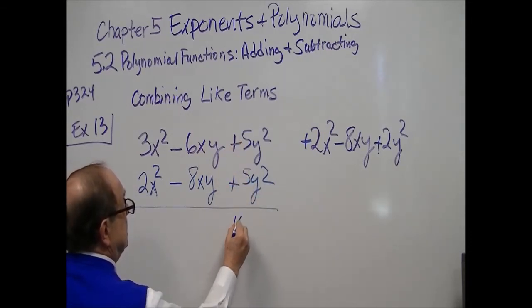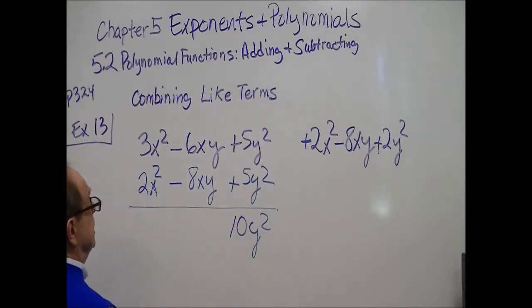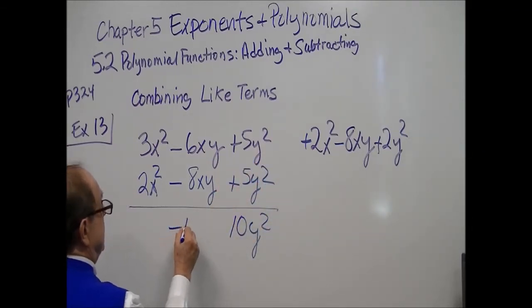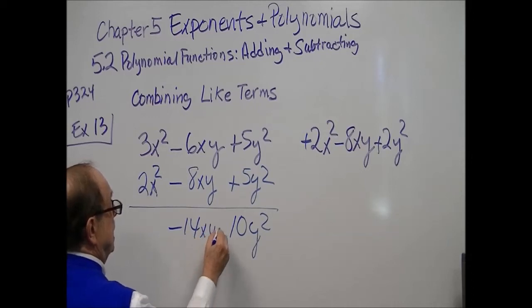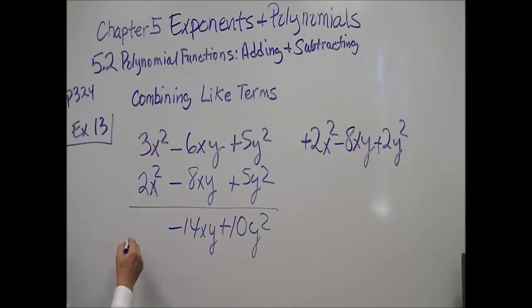So this is going to be 10 y squared. Remember, the variables don't change. This is going to be a negative 14 xy. We have to put the plus there. And this is going to be 5x squared. Okay? And that will wind up section 2 of chapter 5.